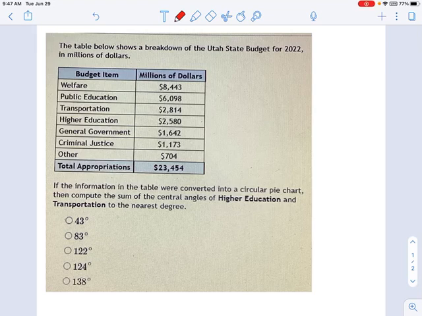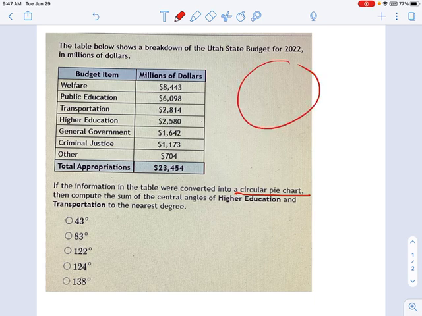So in this problem, we're told that the Utah state budget is a certain amount, right? We have $23 billion in change, and that it is generally broken up into a bunch of categories, as you see listed in this table. And what we are asked to do is imagine that this budget is made into a circular pie chart, right?